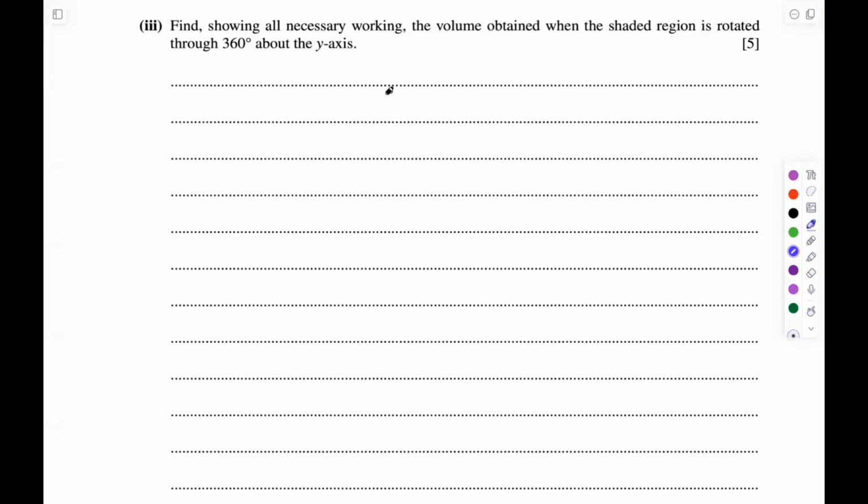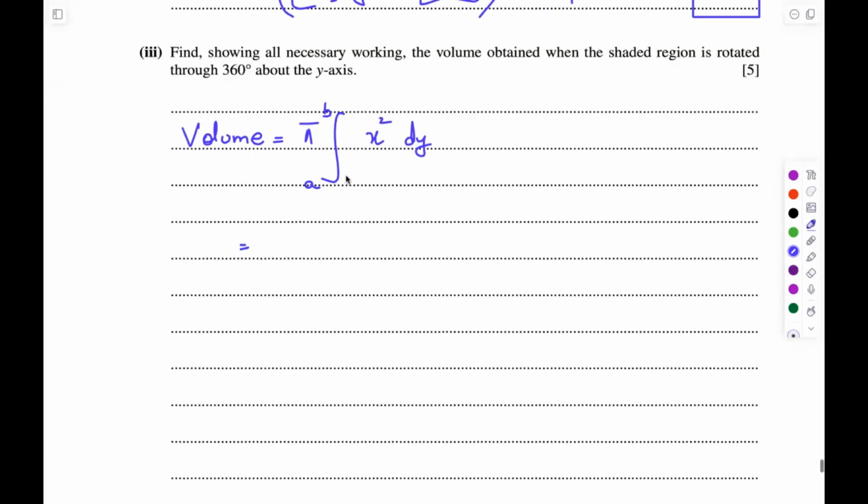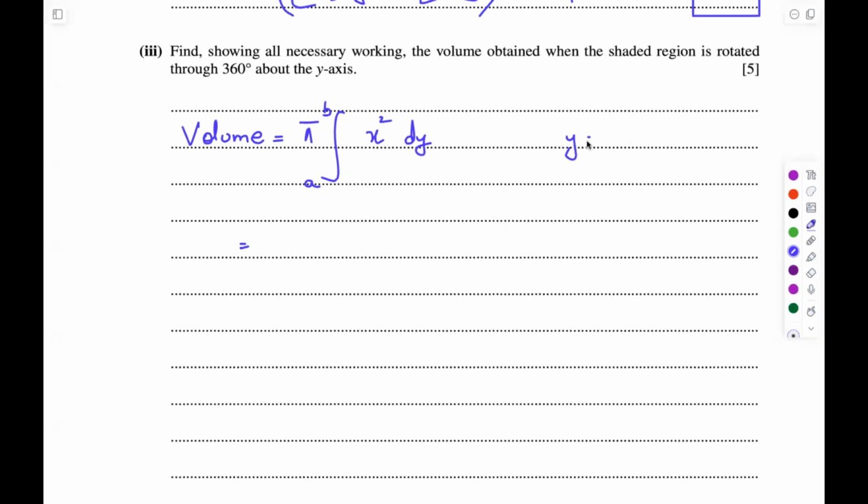In part 3, we have to find the volume obtained when the shaded region is rotated through 360 degrees about the y-axis. Now, when we have to find the volume when a region is rotated through 360 degrees about the y-axis, we use the expression pi into the integral of the function x squared dy, and the limits will be b and a, the upper limit and the lower limit. Now, the expression we had was y equals to 1 upon 2 into x to the power 4 minus 1.